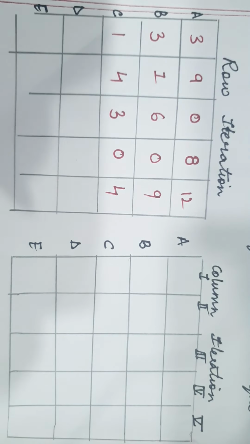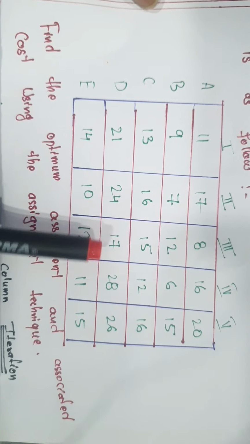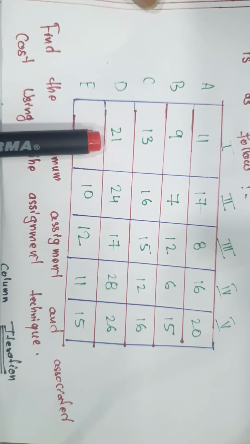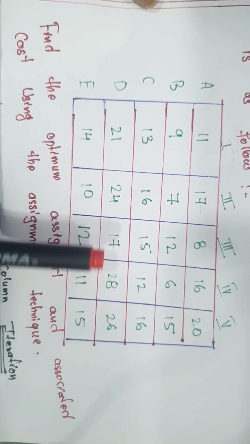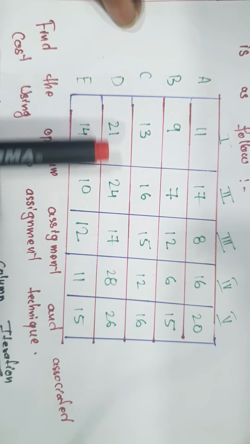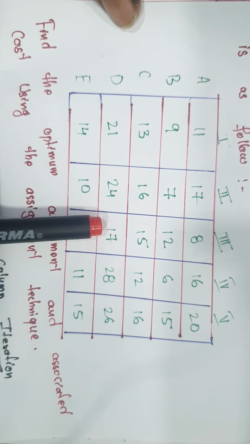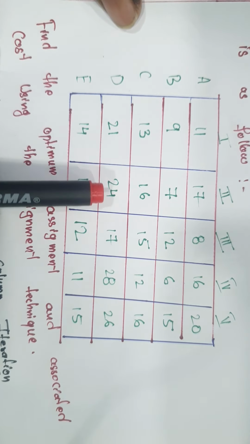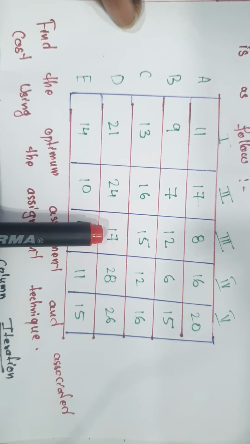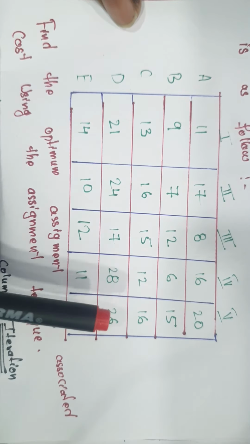After that you have to go for the D. In D: 21, 24, 17, 28, 26. Which one is the least value? 17 is the least value. So 21 minus 17, 24 minus 17, 17 minus 17, 28 minus 17 and 26 minus 17.